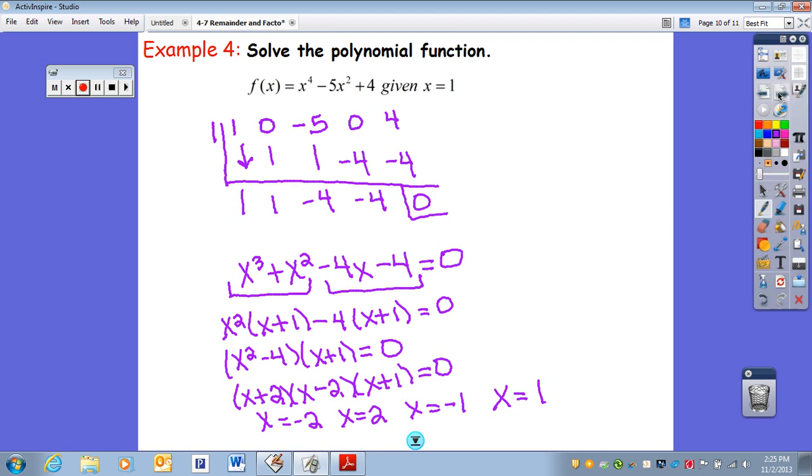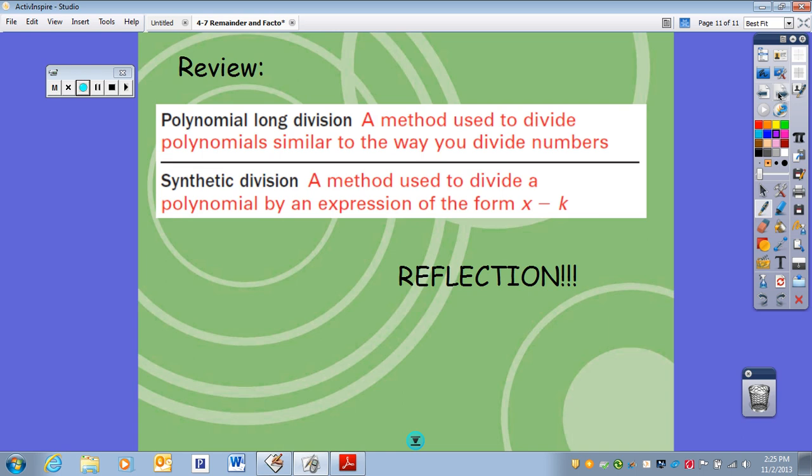So, in review, when you are doing polynomial long division, remember that that's a method used to divide polynomials, similar to the way that we divided numbers when we began in elementary school. But we can also solve the polynomials by using synthetic division, which is a method you use to divide a polynomial by the expression of the form x minus k.